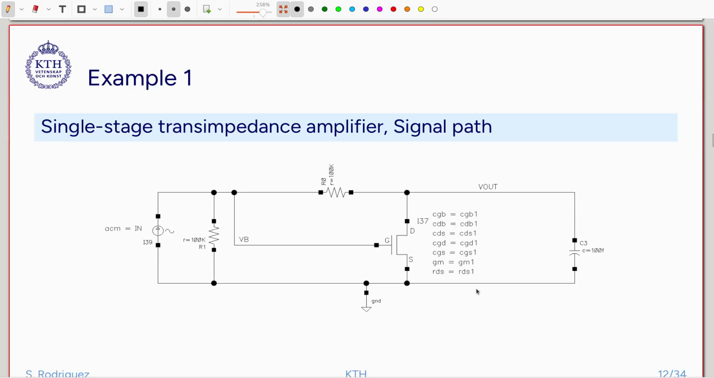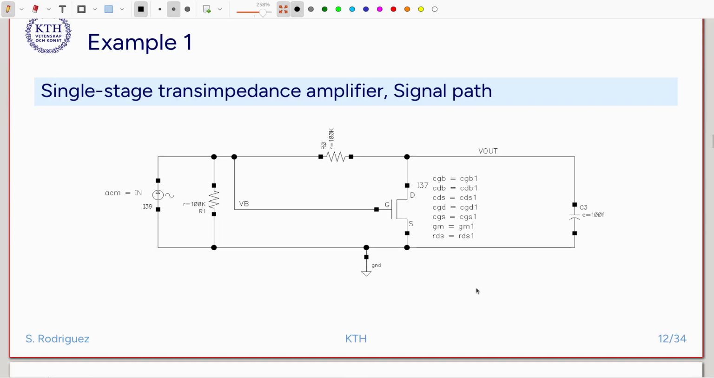So we will have several examples so you can see how the method works, and we will start with the single stage transimpedance amplifier. We have here the signal path, and we are going to go step by step until we have a complete bias circuit.